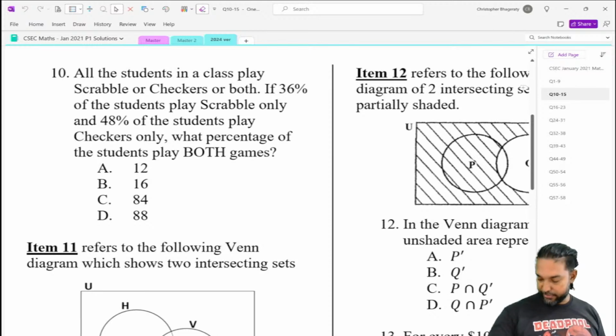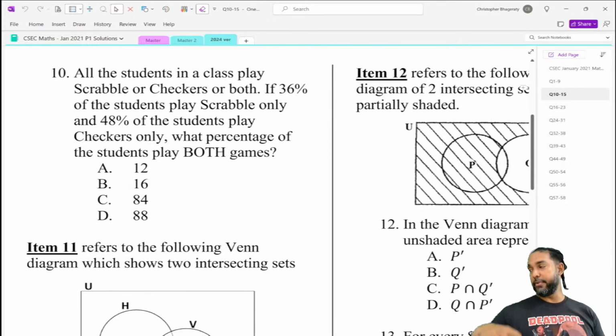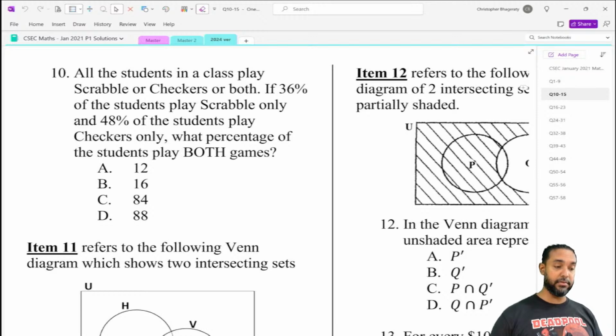All right. I'm going to take a little sip of water, but you can read in the meantime. All the students in class play Scrabble or checkers or both. 36% play Scrabble only, and 48% play checkers only. What percentage play both games?